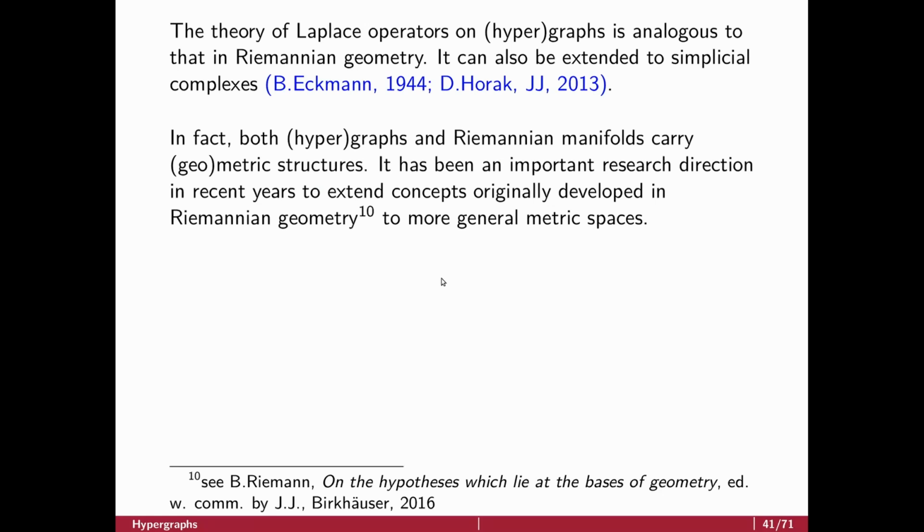So the point, of course, is that both Riemannian manifolds on one hand and graphs or hypergraphs on the other hand carry metric or geometric structures. And in general, it has been an important research direction also in geometry more generally in recent years to extend concepts originally developed in Riemannian geometry to more general metric spaces. And in fact, that is kind of a simplification because the concepts developed in Riemannian geometry are quite intricate.